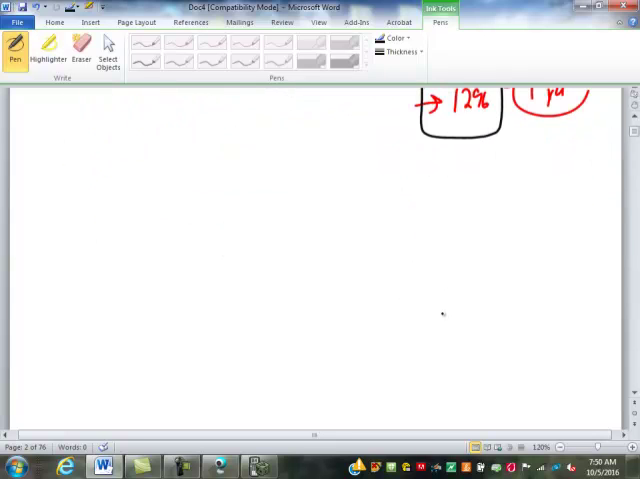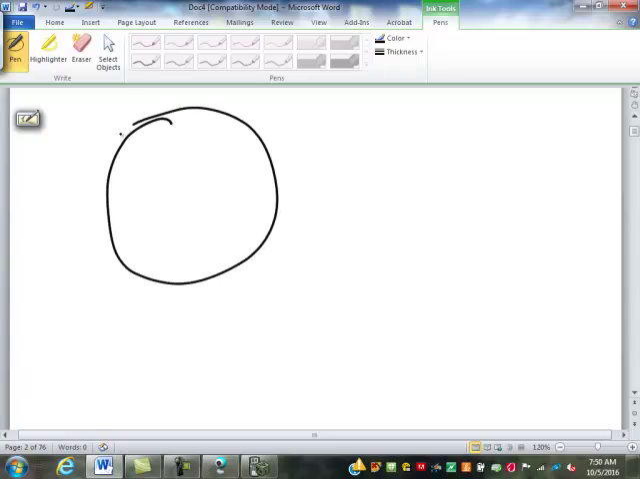So we left off yesterday. We were talking about areas, calculating areas with stuff. And we had found the area of a circle. And we said the area of a circle was pi times the radius squared.